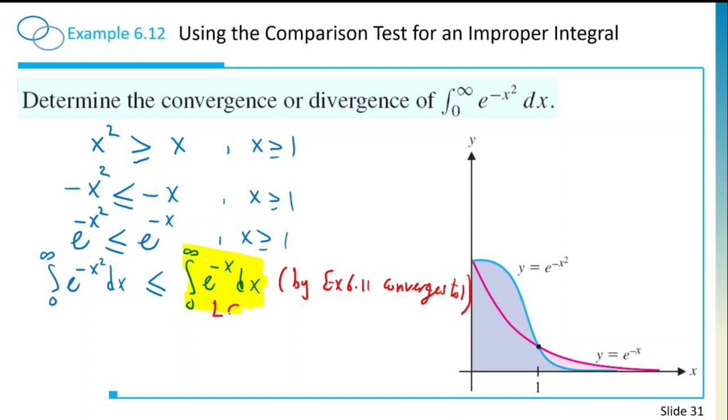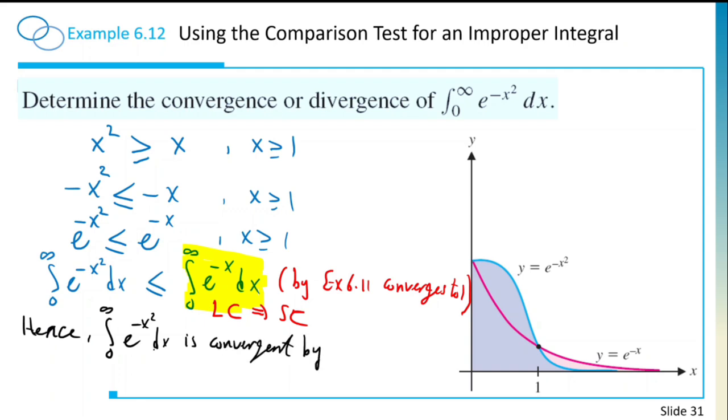Now what do I have? I have the larger one convergent, which means the smaller one should be convergent. So I can easily say that, hence, the integration from 0 to infinity of e to the power of negative x squared dx is convergent by, you need to mention what you used, the comparison test.